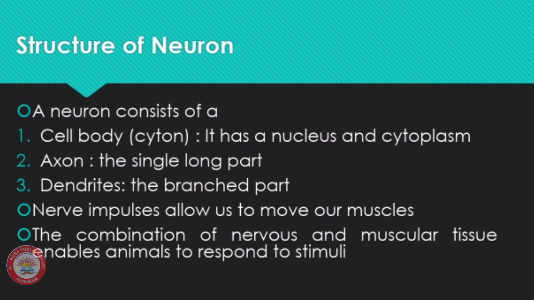Most of the messages that are passed through the nerves are in the form of electrical signals. We call them as nerve impulses. These nerve impulses allow us to move our muscles. Actually, it is the combination of nervous and muscular tissue which enables animals to respond to stimuli.